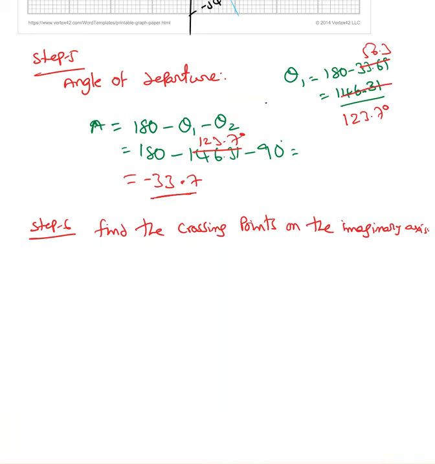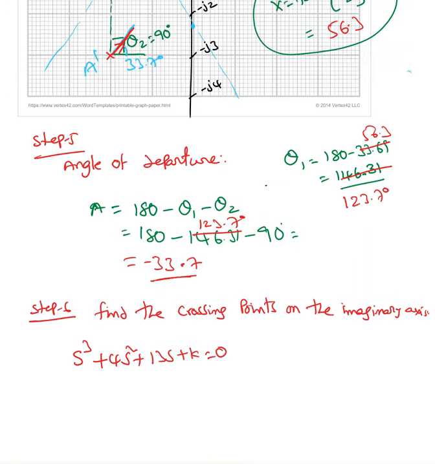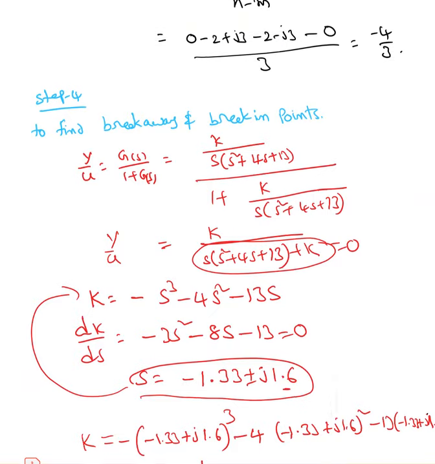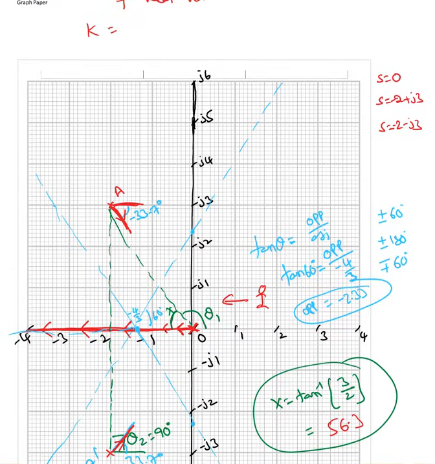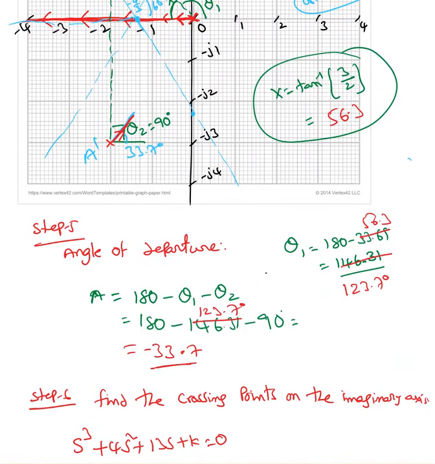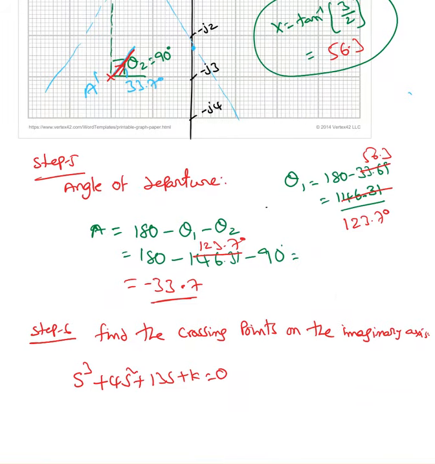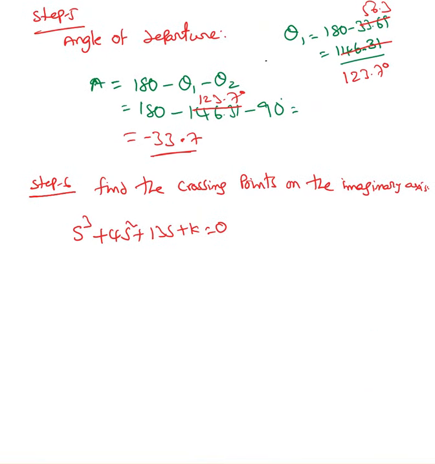To find the crossing point, take the characteristic polynomial equation of the closed loop system, which I have as s cube plus 4s square plus 13s plus k equal to 0. This is for the closed loop system. Where did I find it? I believe I found that above here. So this is the closed loop system transfer function. This is the characteristic polynomial equation of the closed loop system. Now here substitute s equal to j omega.